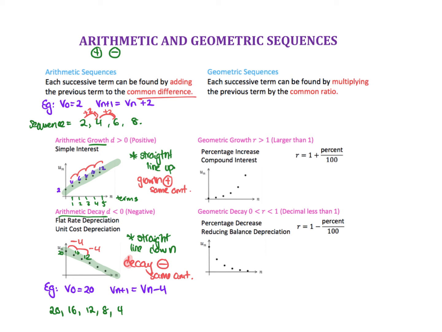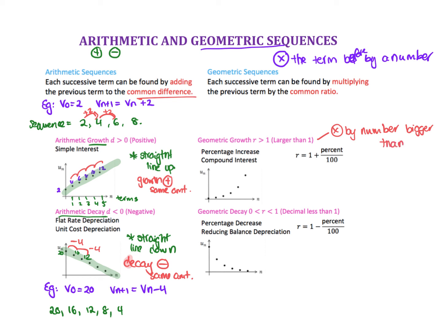Then we also have geometric sequences. Geometric sequences are when you're multiplying the term before by a number. If it's growth, you're going to multiply by a number bigger than 1.